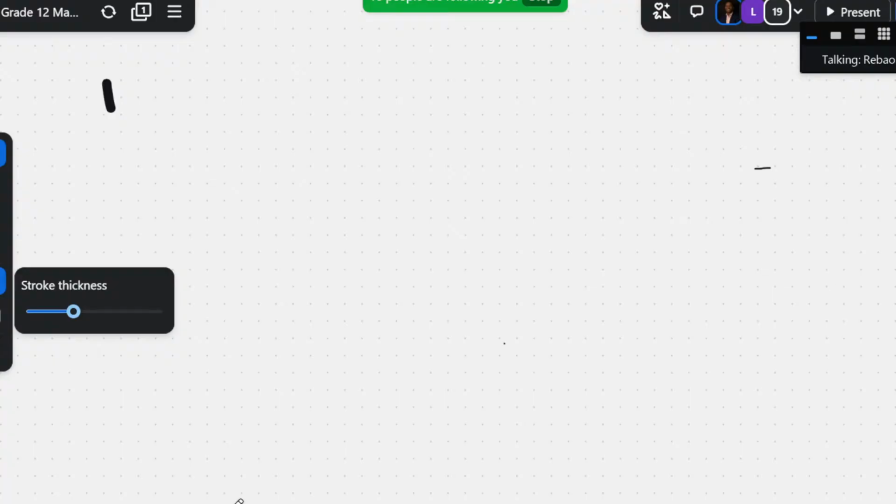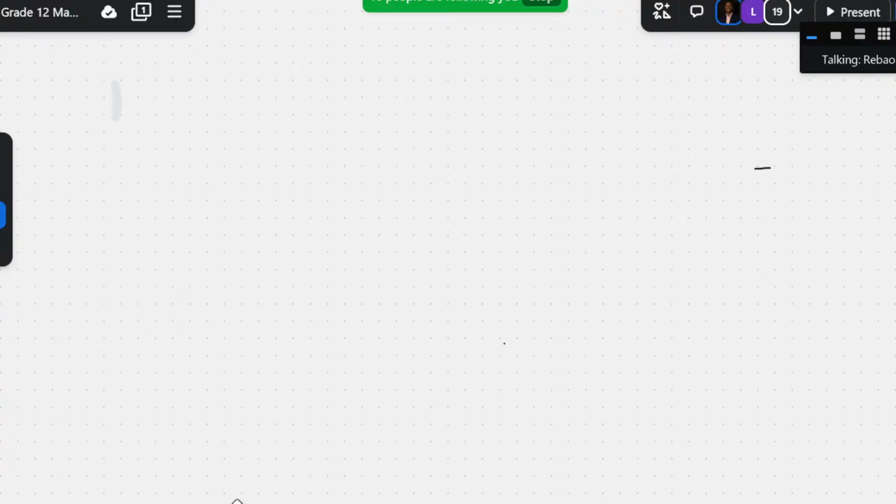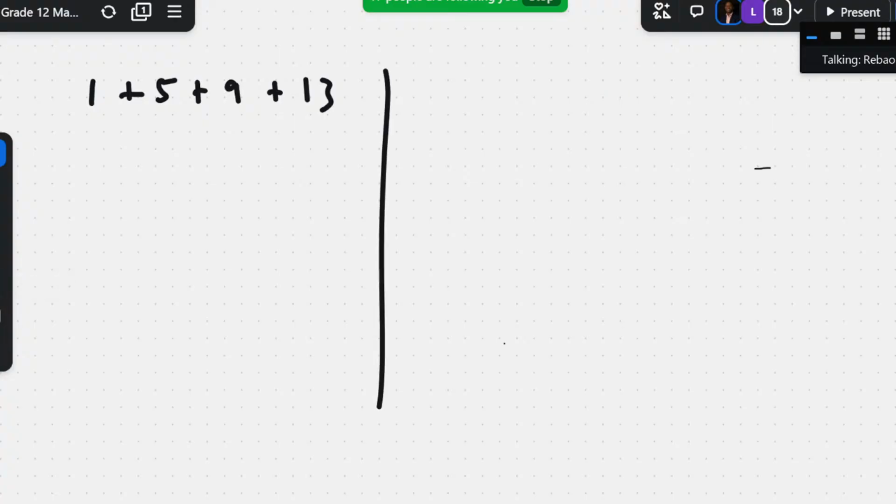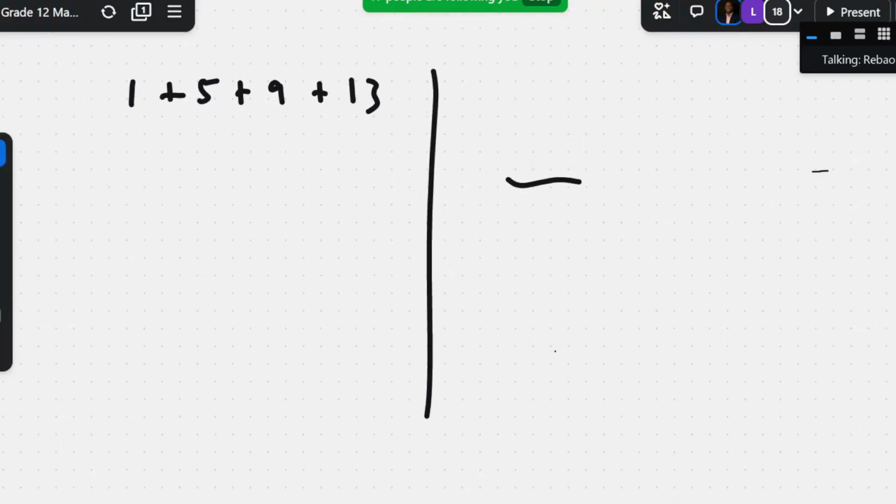So I've got 1, and then I've got 5, I've got a 9 and a 13. So this was my first sequence. Maybe let me just have them side by side. So 1, 5, 9, 13, and then I've got a half, a fourth, an eighth, 1/16.